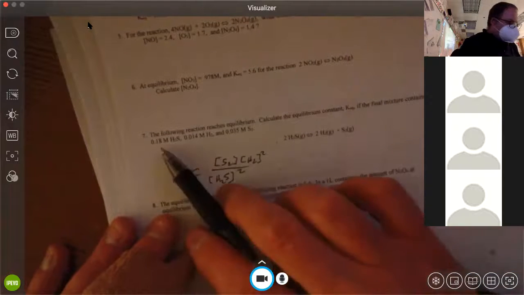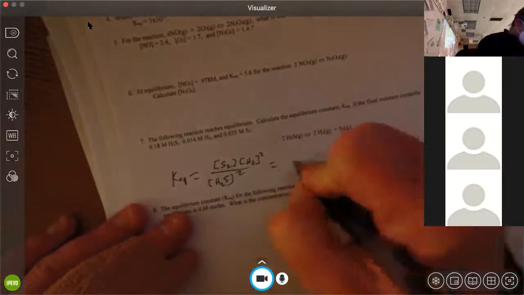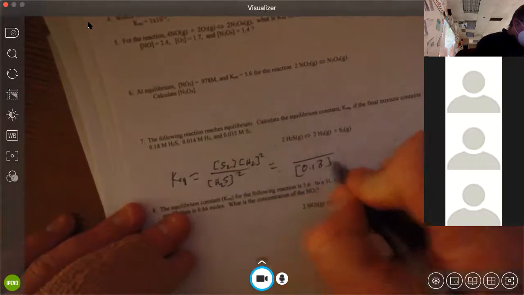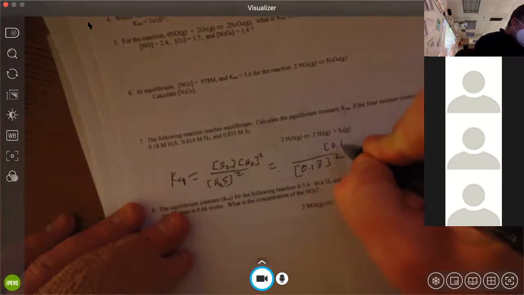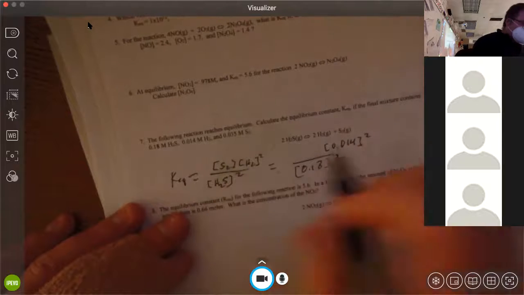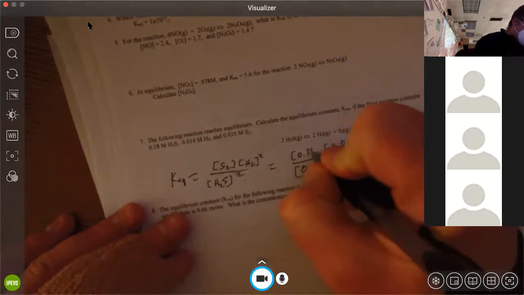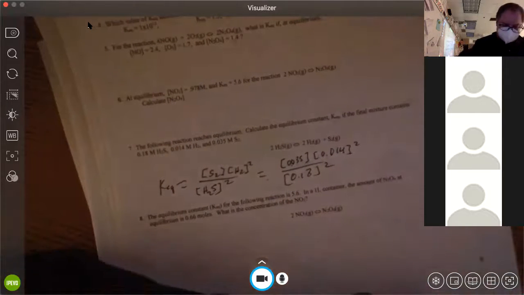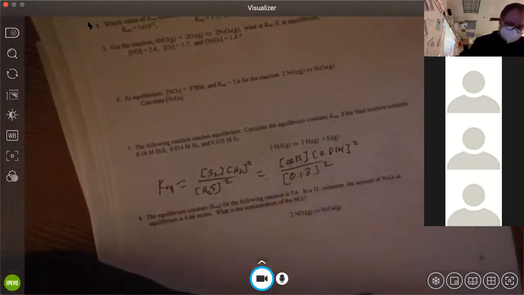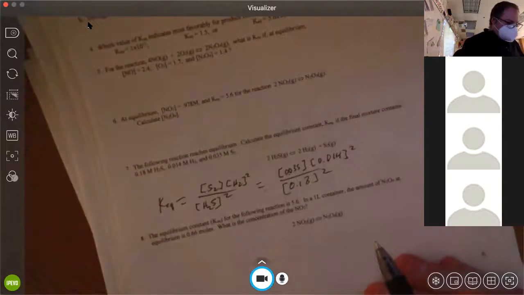All right, so if the final mixture contains 0.18 H2S, that's going on the bottom, and 0.014 of H2, and 0.035 of the sulfur. 0.035 times 0.014 squared divided by 0.18 squared. Boom.